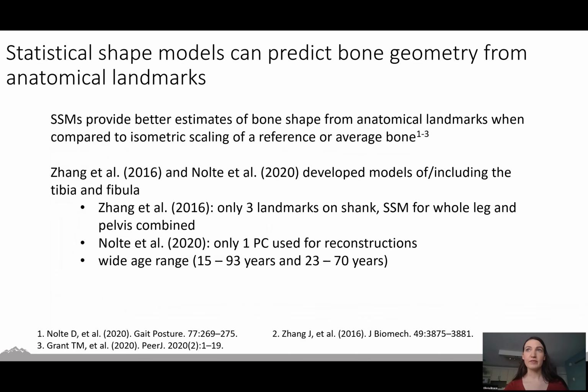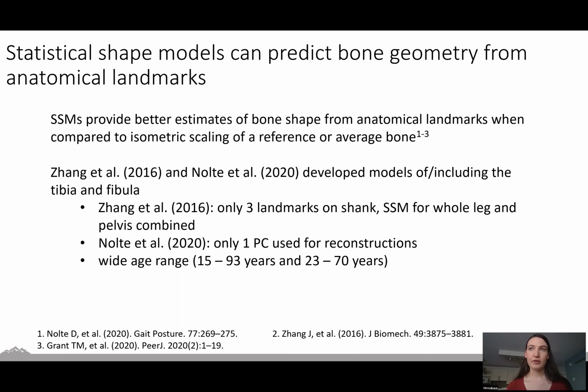There are a few studies that have developed SSMs for the pelvis and bones of the lower extremity and predicted shapes from anatomical landmarks. Two of these studies included the tibia and fibula. Zhang and colleagues found substantial improvements in geometric accuracy for the pelvis and femur, but less so in the tibia and fibula, in an SSM when compared to using isometric scaling. One of the reasons could be that the SSM that they developed combined the pelvis and both lower limbs together in one shape model. Or it could also be because they only used 3 landmarks on the shank, so there might just not have been enough information for accurate reconstruction.